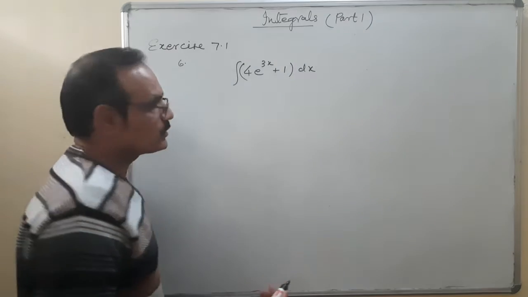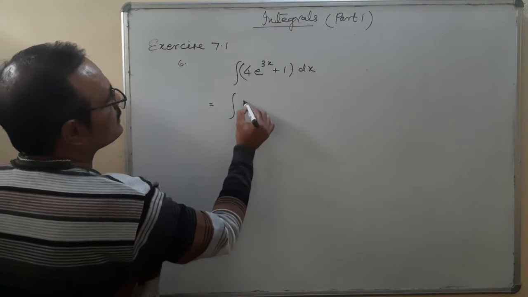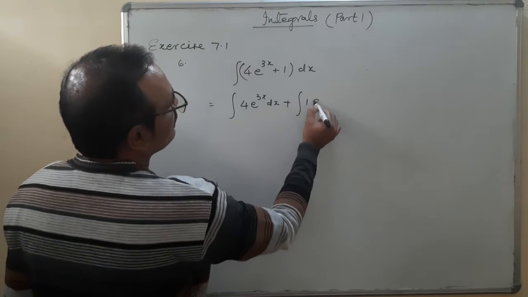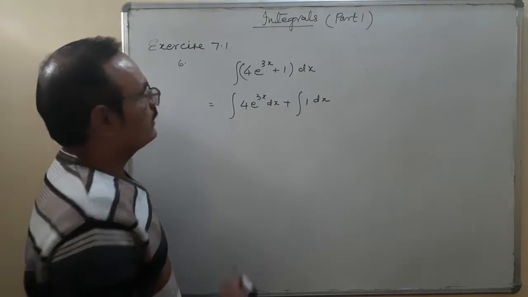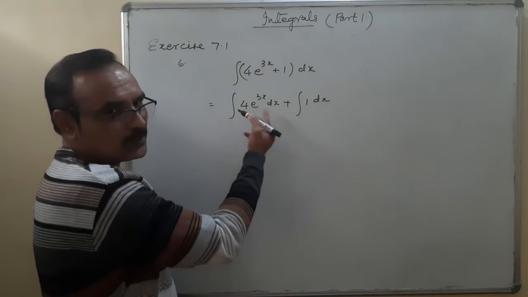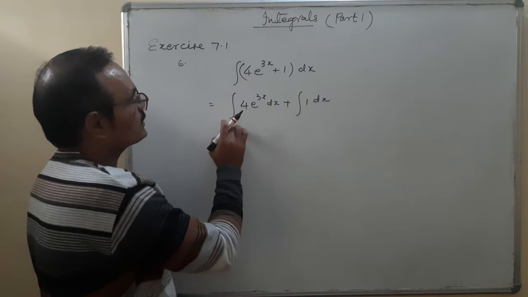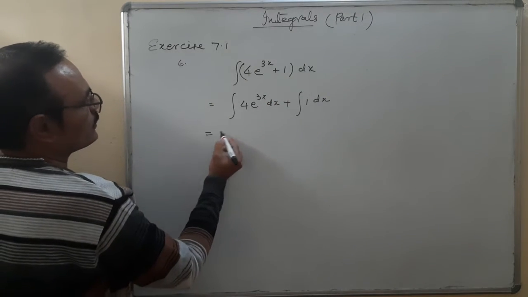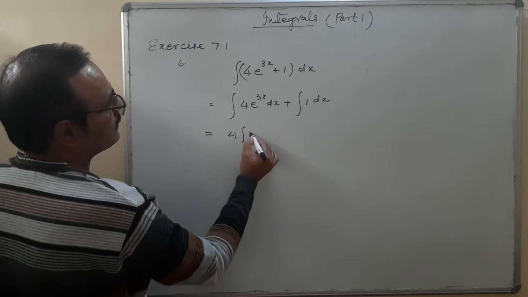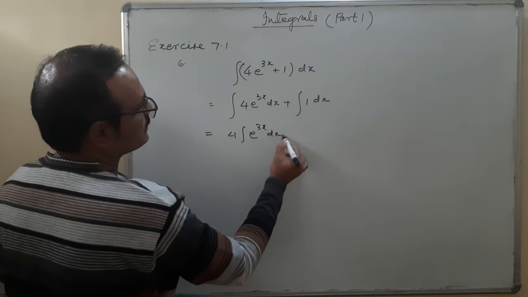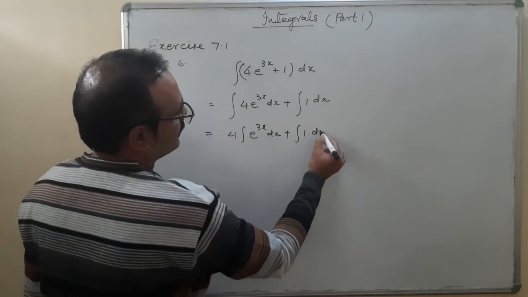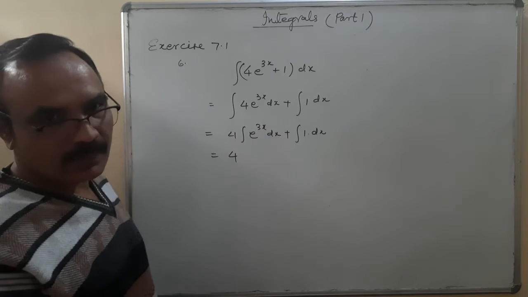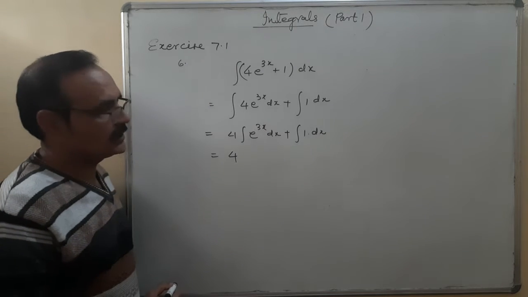Integrate the term. In integration, the rules are the same. Integration of 4 e to the power 3x dx plus 1 into dx. Okay. Integration sign and dx are there. That means we have to integrate this term. Whenever this sign is removed, dx is removed. That means this is the answer of it. Okay. We'll simplify it. Constant term can be written outside. 4 e to the power 3x dx plus 1 into dx.